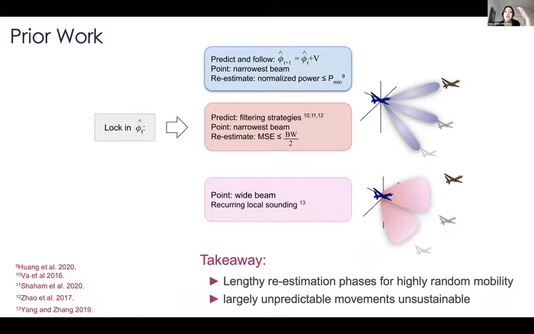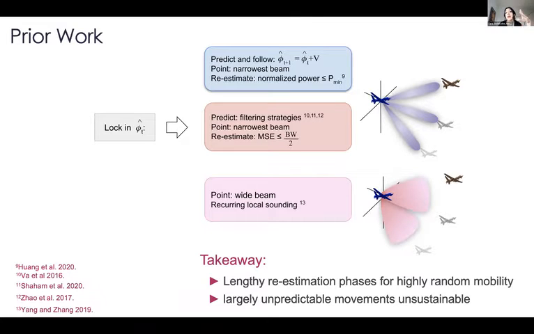The first two work in the world of predicting and following, whether it's with a filtering strategy, which I'm showing in orange, or just a way of predicting the velocity, knowing where you're going, and a very simplistic filter where you just track the angle of arrival. And they work with the narrowest beam to follow the transmitter.